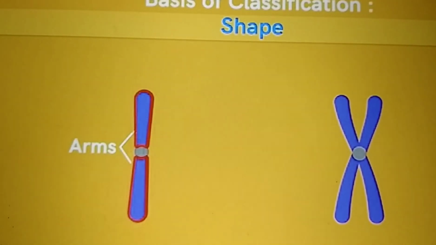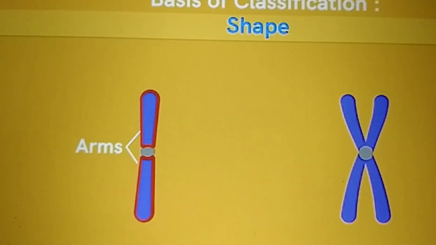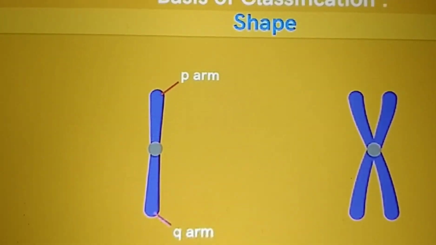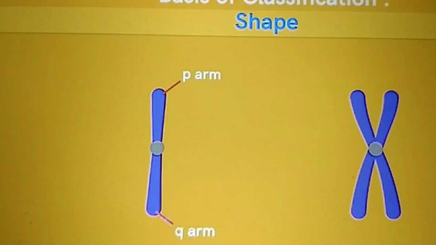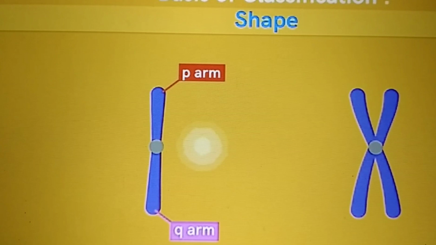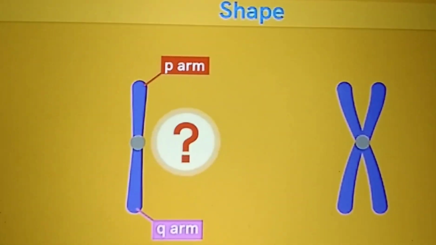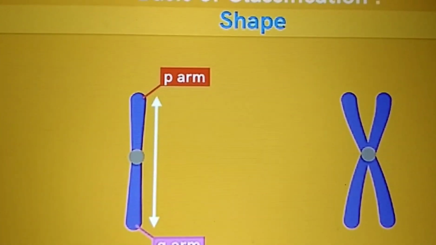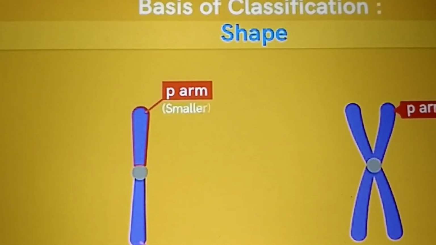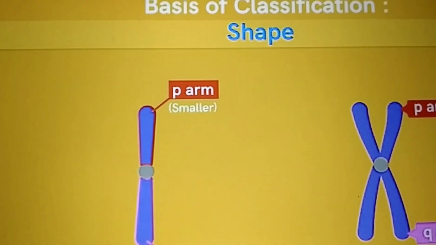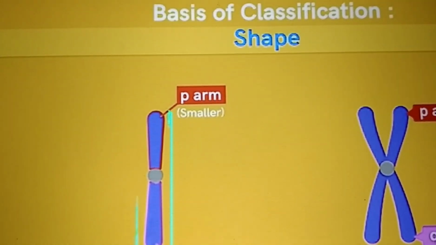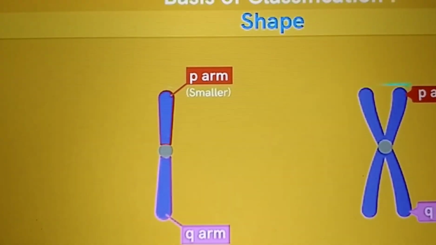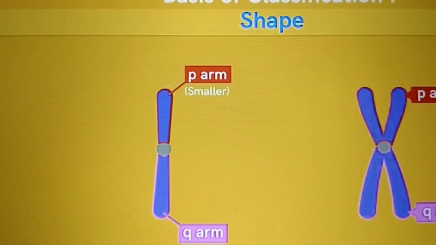Here, these two regions are called the arms of the chromosome. This arm is named as the P arm and this is known as the Q arm. So how do we recognize which is the P and which is the Q arm? Is it based on their positions? No, it depends on the size. The smaller arm is the P arm while the larger one is the Q arm. So this chromosome has one P and one Q arm, while this one has two P and two Q arms.